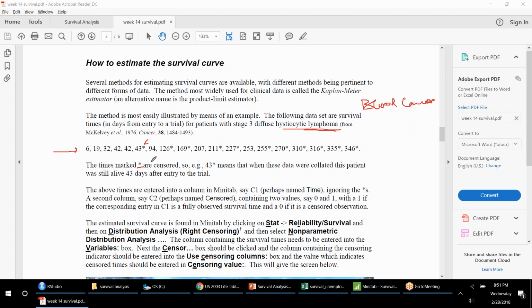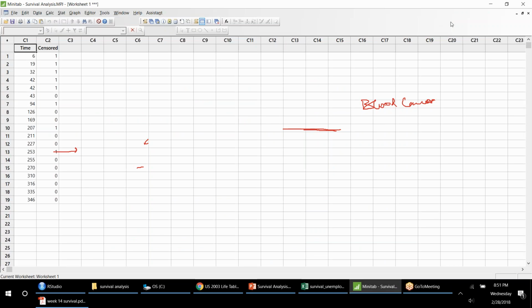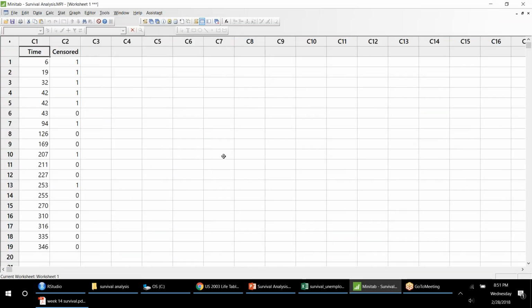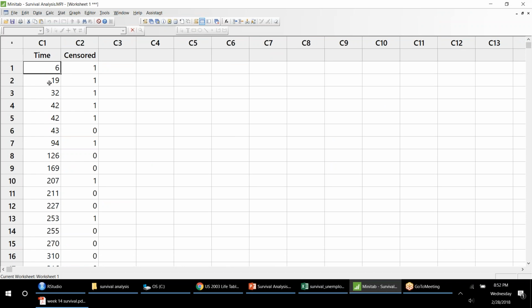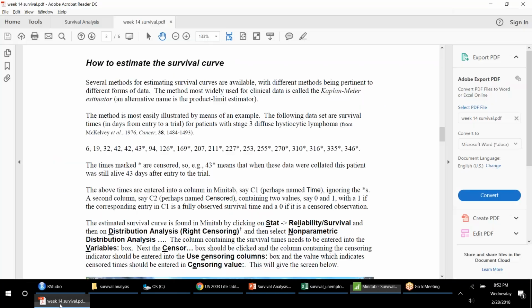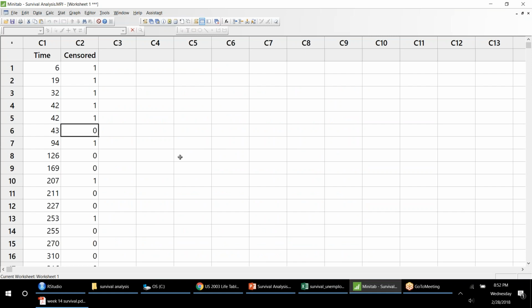Right? Now, if I look into this data set in Minitab, this is how it looks. This is my data. So time 6 months, 19 months, 32 months, 42 months, 43 months. So this is censored or not censored. 0 means censored, 1 means not censored. Okay, so that's what we have said. The second column contains two values, 0 and 1. Fully observed data, and the 0 means censored data.